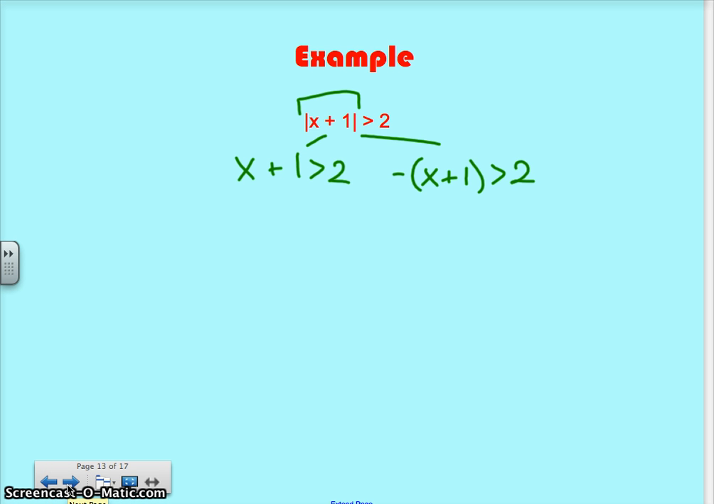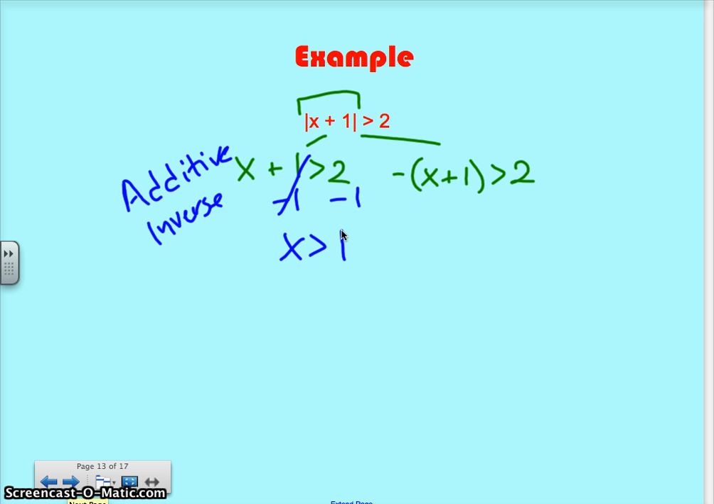So I'm going to start on the left-hand side with x plus 1 is greater than 2. I'm going to go ahead and just subtract 1. This is my additive inverse, right? I'm just adding the opposite right here. So a positive 1 plus a negative 1 is going to cancel out, but I have to do it to the other side as well. So I'm going to subtract 1 over here. So I get x is greater than 1. Okay, x is greater than 1.